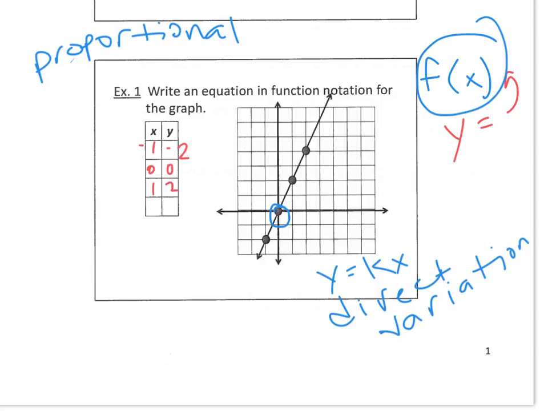And then let's go to this next point. We're going to go over 1, 1, 2. Remember, don't actually count the line that you start on. And then we're going to go up 1, 2, 3, 4.